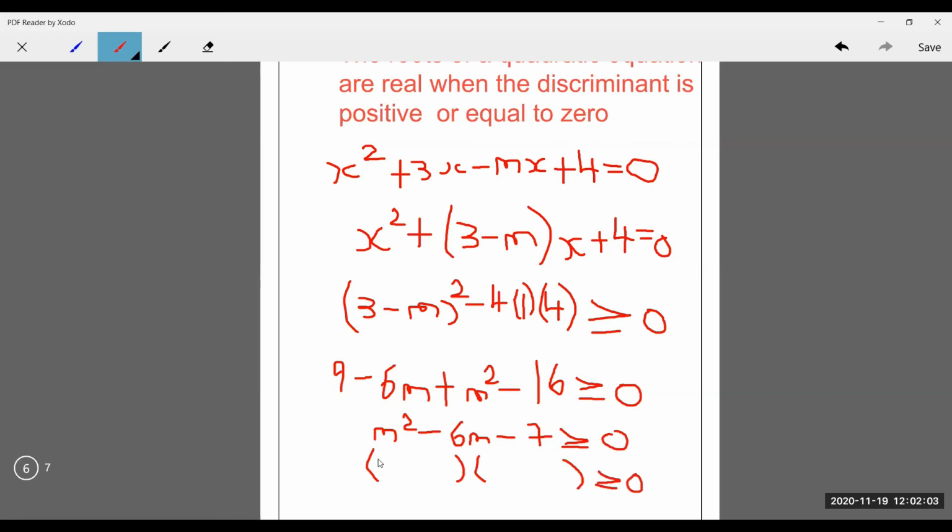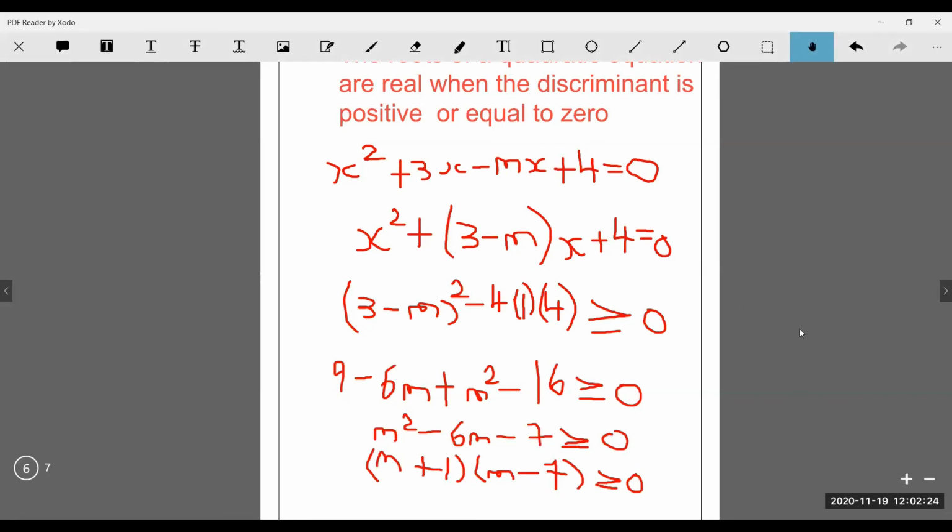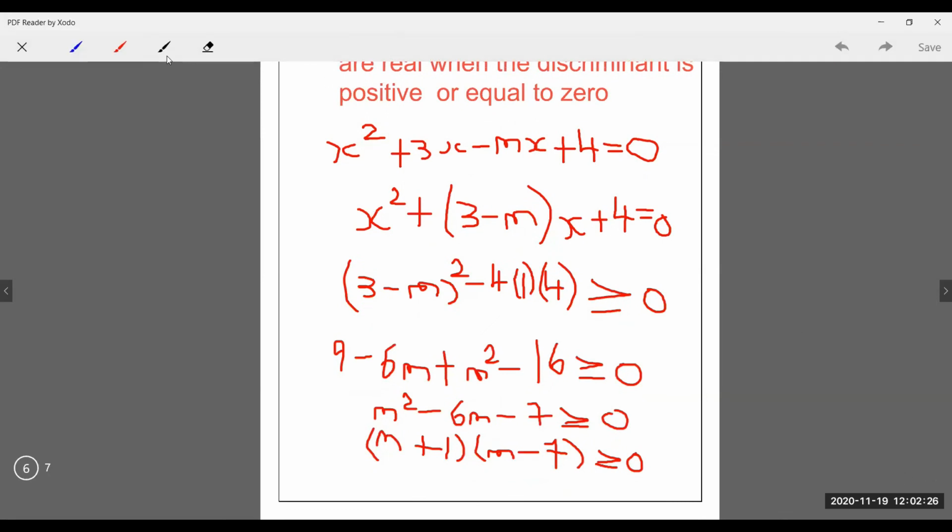And so what we're getting is m, this is 7 and 1. Signs are different, the greater one negative. So put the minus here and the plus here. So now when we get to this stage, we need the solution for when this inequality is greater than or equal to 0. Now I always like to do a little sketch in my head. If I were to do a little sketch with an m-axis, then the roots will be negative 1 and 7.